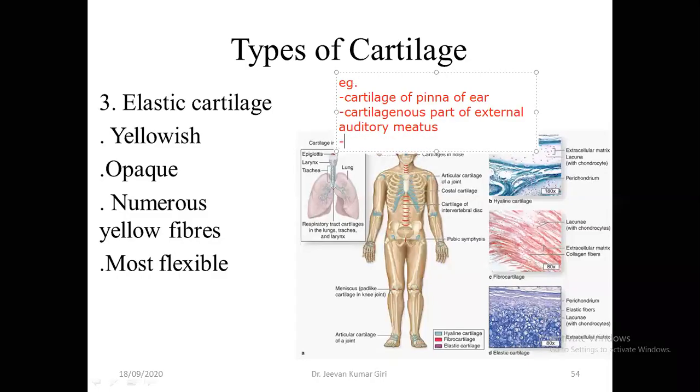Then you will find this cartilage in the pharyngotympanic tube also. This pharyngotympanic tube means auditory tube. There is an extension of one tubular structure between the middle ear cavity and the wall of the pharynx, or the nasopharynx. So that is the pharyngotympanic tube. There is a communication, one tube is there. So that is the auditory tube.